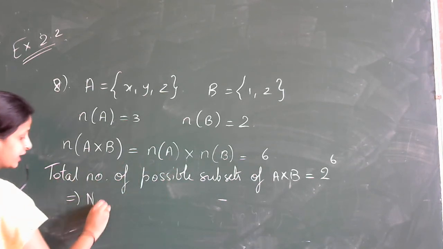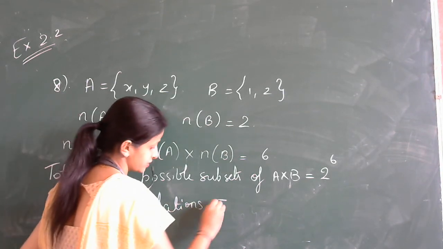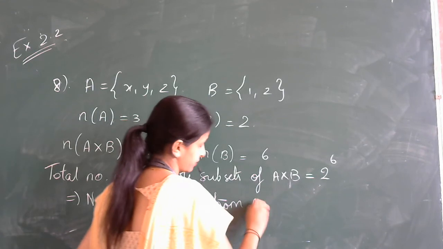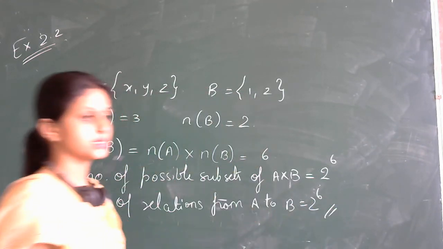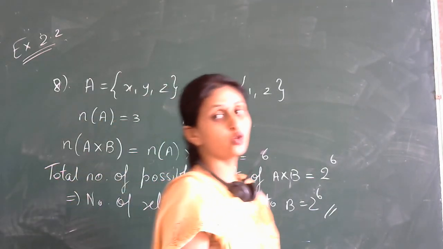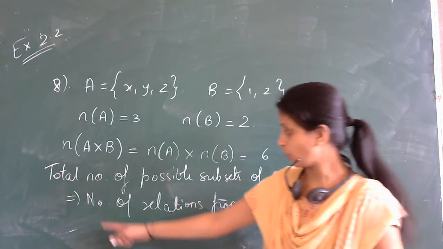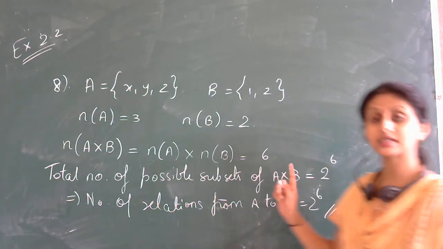So the number of relations from set A to set B will be equal to 2 to the power 6. Since every subset of the Cartesian product is a relation, hence we have 2 to the power 6 relations from set A to set B.